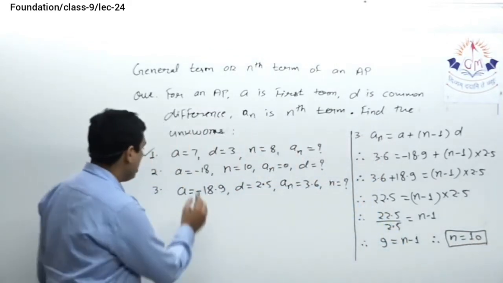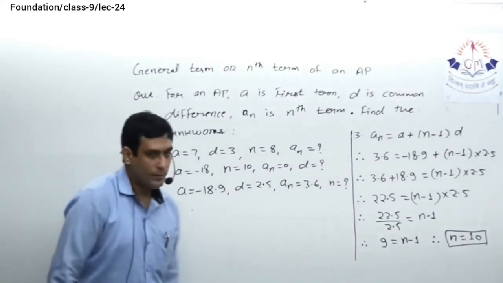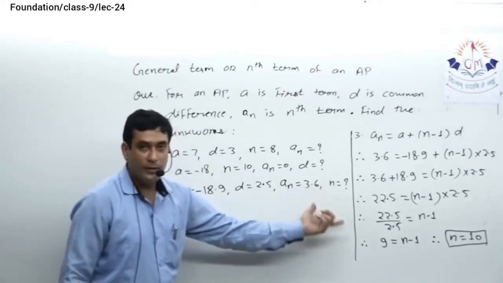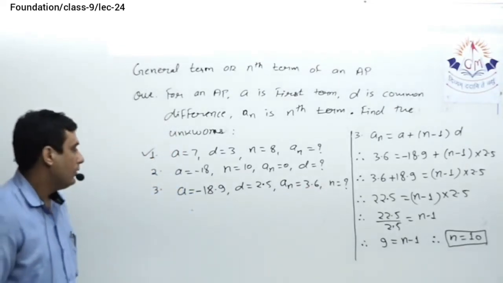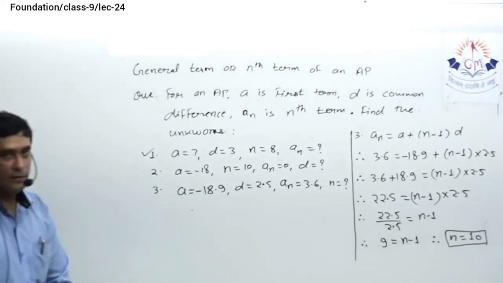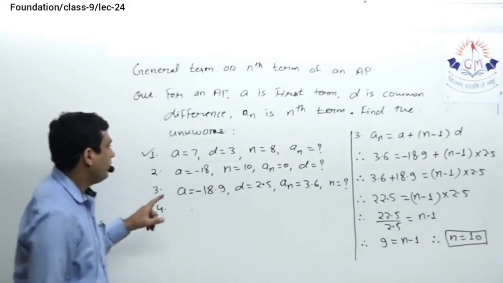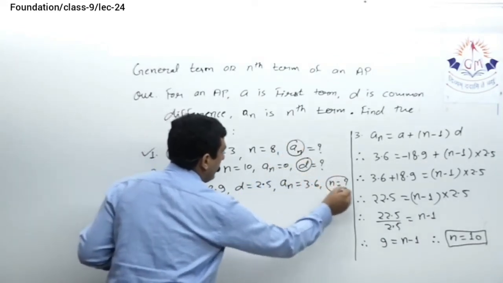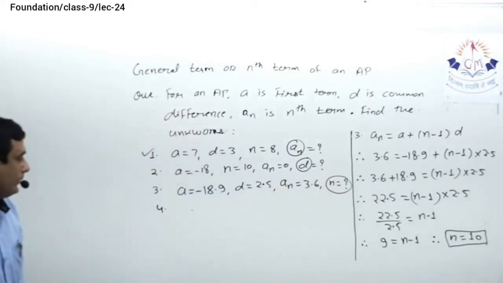So make this correction here: a is equal to minus 18.9 instead of plus 18.9, because if we take it plus, we'll get the value of n negative, whereas n is the position, it cannot be negative. So please note it down, then we'll see one more question in the same. Here we saw how to find d, how to find n. Now we'll see how to find a. So please note it down, then we'll see the next question.